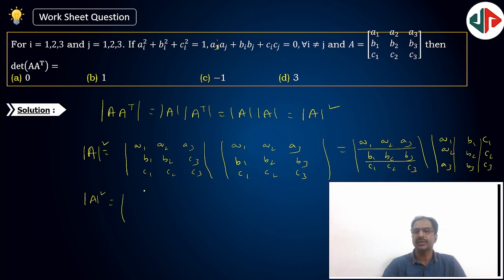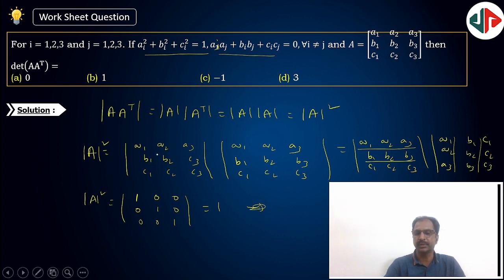First row, first column, what you get is A1 square plus A2 square plus A3 square, which is given as 1 from this. Next, A1 B1 plus A2 B2 plus A3 B3 is given as 0 here. Next, A1 C1 plus A2 C2 plus A3 C3 is also 0. So like that, after multiplying those two, you get the identity. This is nothing but 1. So det A whole square is 1. Option B.